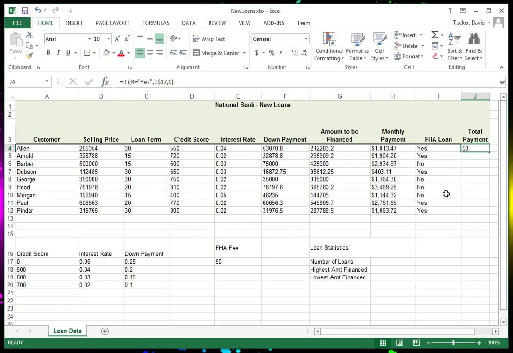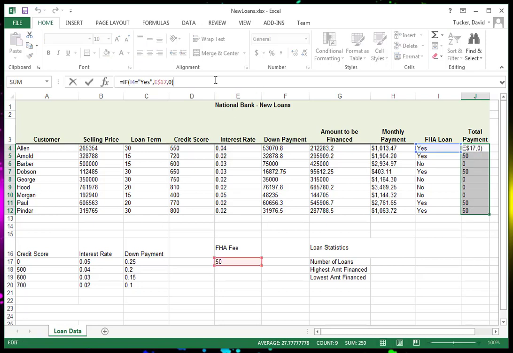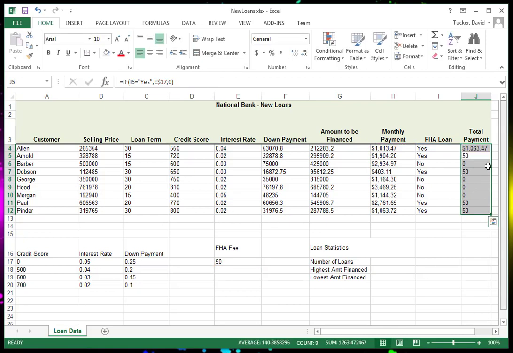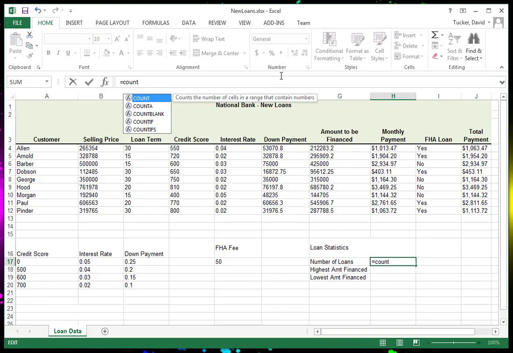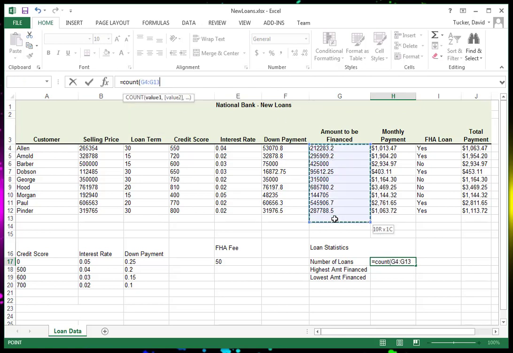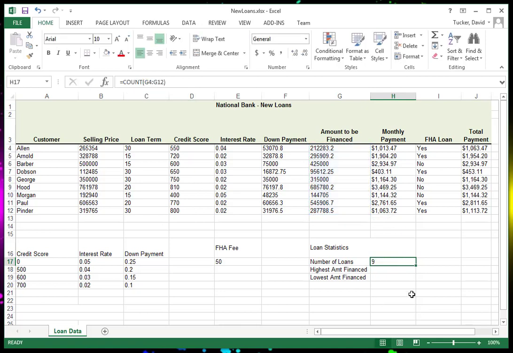Okay, now certainly that's not the total payment. I need to throw in their monthly payment. So some people will get $0 added. Some people will get $50 added to their payment. Okay? The loan statistics. This is count. This should have been 3 points. Could choose any of the columns with numbers in it.